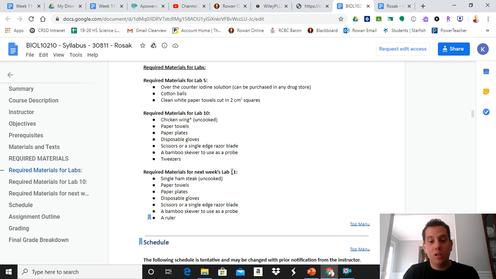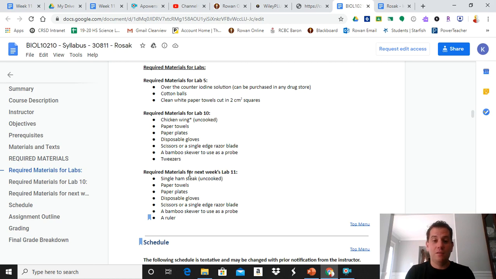For lab number 11, this is the ham steak lab you're going to be looking at. At the supermarket, you can get a ham steak. Just make sure you get one that has the bone in it. There have been times I've had some trouble finding one with a bone. You can get one without it, but just keep in mind that the bone is the one you want. So look for the one with the bone in it.